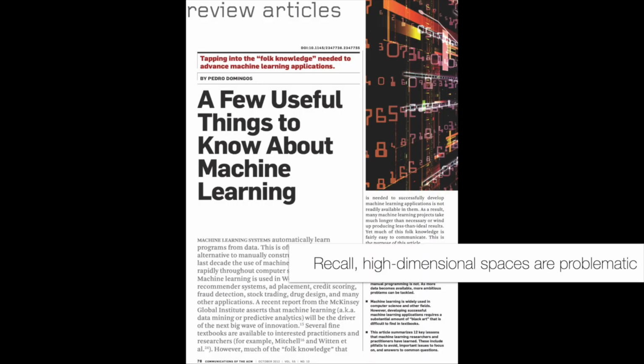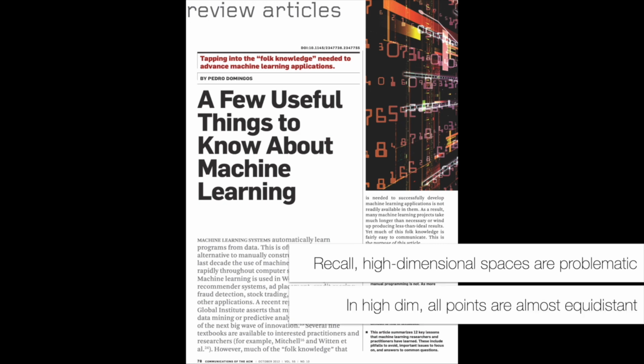And I mentioned last time that high dimensional spaces are problematic. This review article from the Communications of the ACM, from Professor Domingos, is a great place to read about this: ultimately in high dimensions, distance starts to break down because almost all points are about equidistant from each other when you're talking about hundreds to thousands of dimensions. When we're looking at these images, clustering becomes harder.